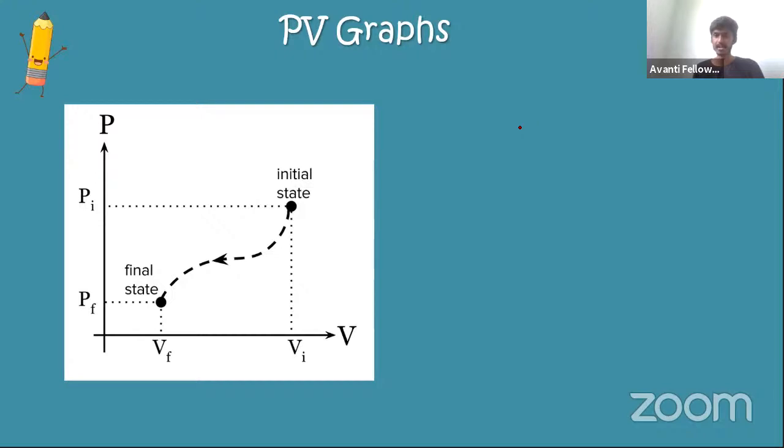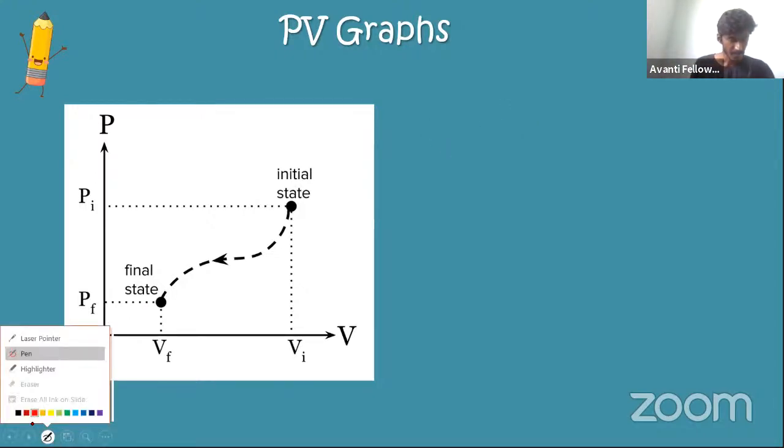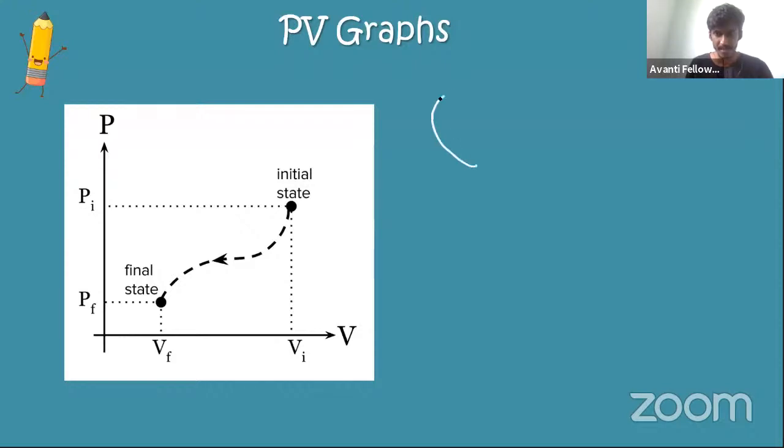Theory is done. We'll come to questions, but last concept, PV graphs. So why do we use PV graphs? Imagine I have a balloon now. So the balloon has some initial pressure P1 and some initial volume V1. P1 and V1 are the initial values. Now I'm going to take a needle and pierce the balloon. When I pierce the balloon, what will happen? The volume will reduce, the pressure also will reduce.